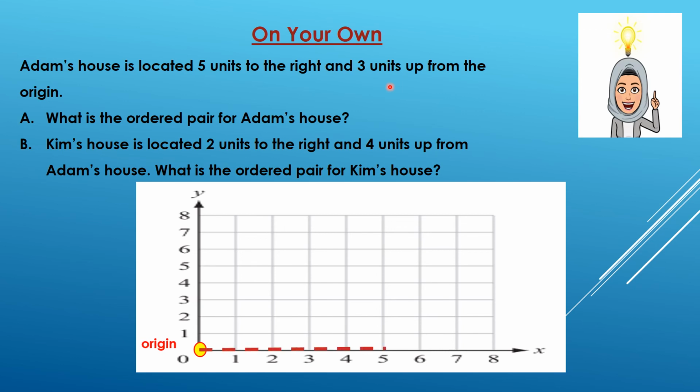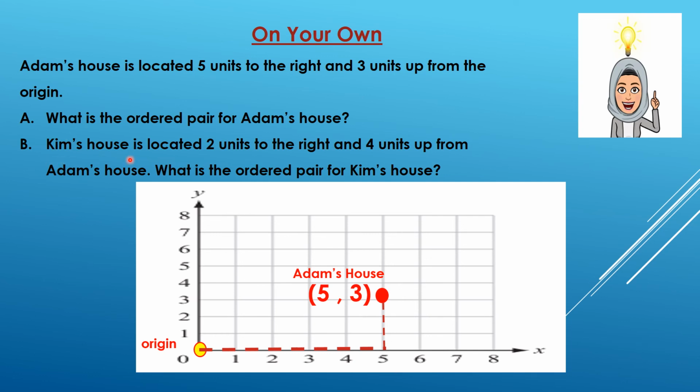Yes, 5 units to the right and then 3 units up, and this is the point. This is Adam's house. What's the ordered pair? Just read them. 5, 3. Excellent. Now let's do part B.